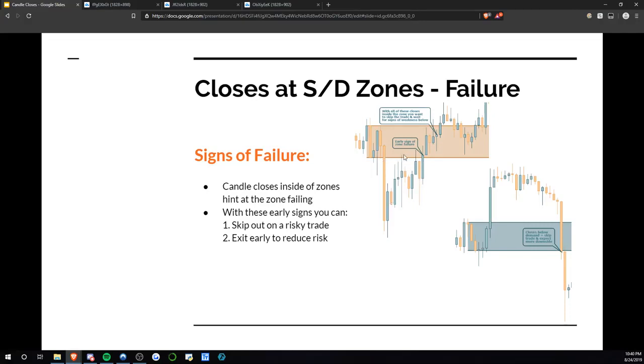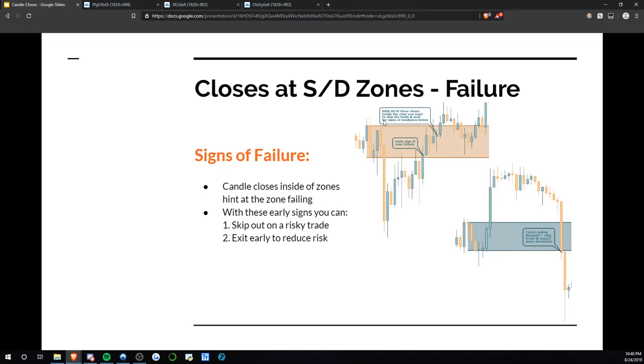price taps into the supply zone. You might have entered a short here, and then you see price comes back up and then closes inside the zone. So that is basically an early sign of the zone failing. It's basically saying that sell pressure from the zone is not strong enough to reject price here. So it starts closing above and inside the zone. And as you can see, we get quite a few more. You get 1, 2, 3, 4, 5.